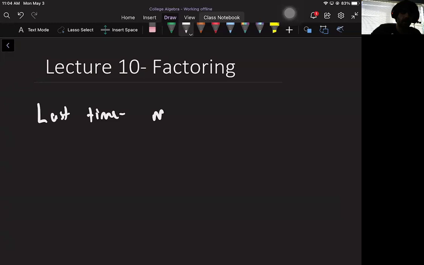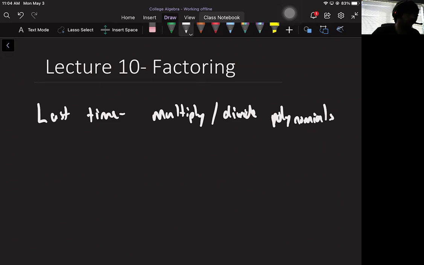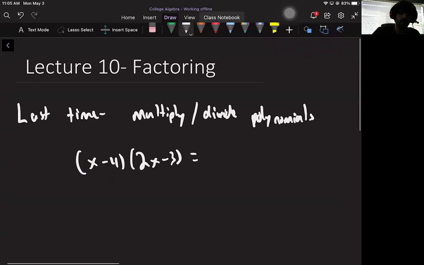Last time we learned how to multiply and divide polynomials. So something like this we could multiply out, and things like this are the most common types you'll ever have to deal with. So we can multiply this out, and I'll let you do it on your own, but if you do it and then you simplify, you'll end up with something like this. So we learned how to do that.